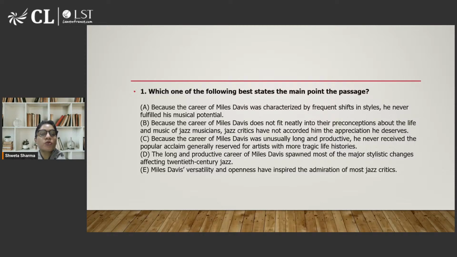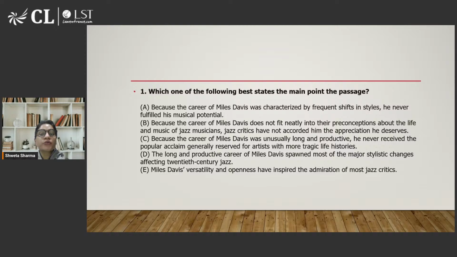The first option talks about because the career of Miles Davis was characterized by frequent shifts in styles, he never fulfilled his musical potential. Second says because the career of Miles Davis does not fit neatly into the preconceptions about the life and music of jazz musicians, jazz critics have not accorded him the appreciation he deserves. Because the career of Miles Davis was unusually long and productive, he never received the popular acclaim generally received for artists with more tragic life histories. And the long and productive career of Miles Davis spawned most of the major stylistic changes affecting 20th century jazz. Versatility and openness have inspired the admiration of most jazz critics.